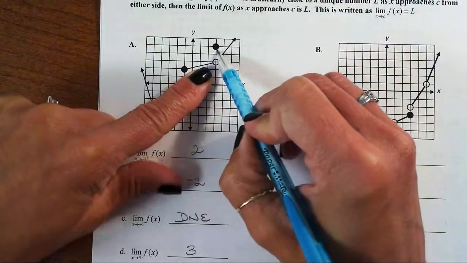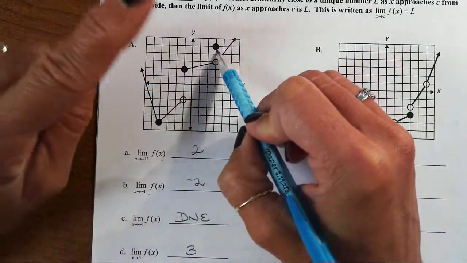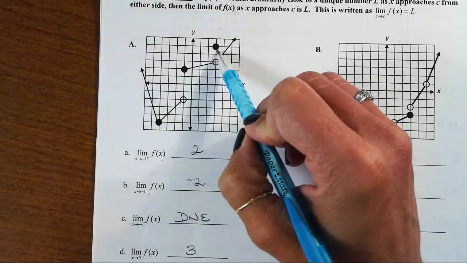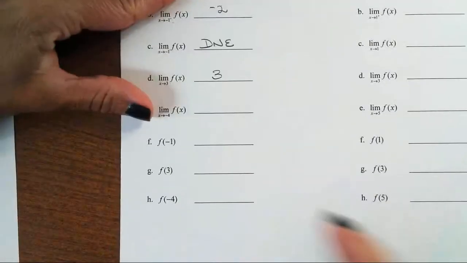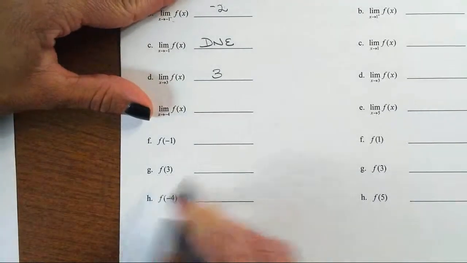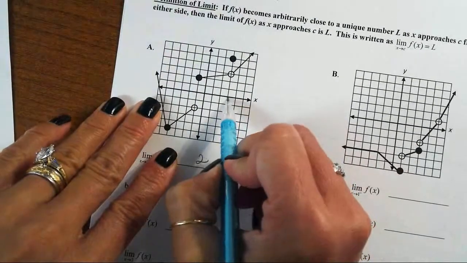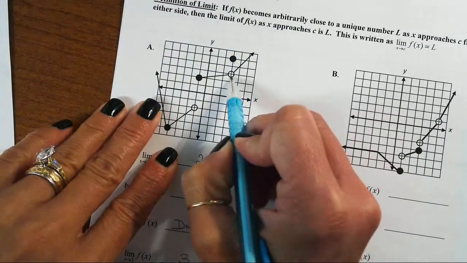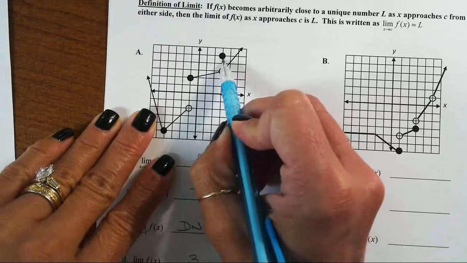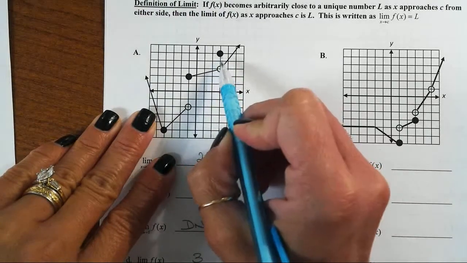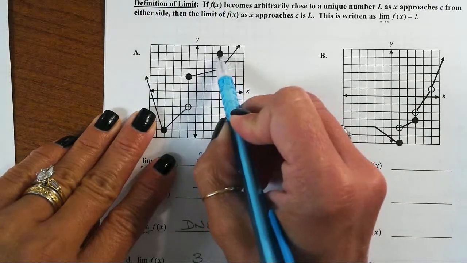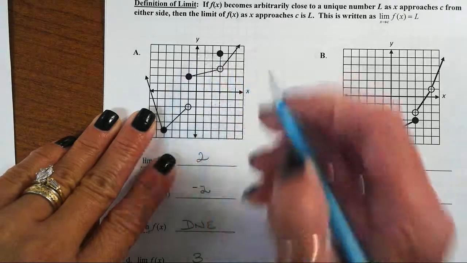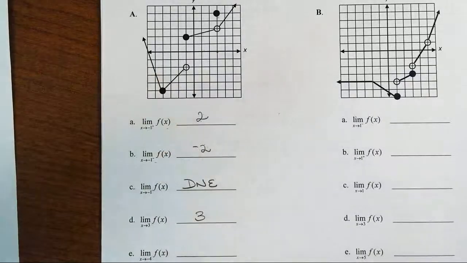This would be if I were evaluating the function at 3, which if you look down at G, this says evaluate the function at 3. When x is 3, I essentially have 2 points. One is an open circle, one is a closed circle. In this case, I want the value of the closed circle, which is where y is 5. So the answer to G is 5.